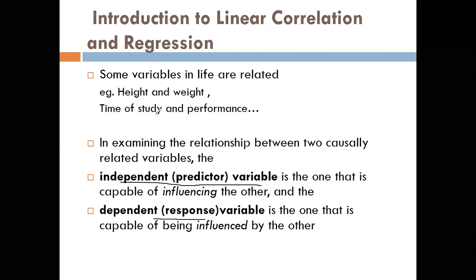So let's take, for example, time of study and performance. Clearly, your performance will depend on how much time you take in studying. So your time of study leads to, or influences, your performance. So we refer to the time of study as your independent variable, and then we refer to performance as the dependent variable, or in short, DV. Okay, good.